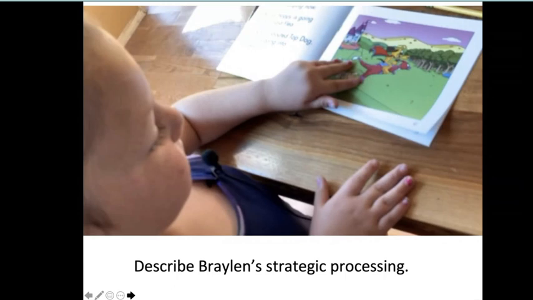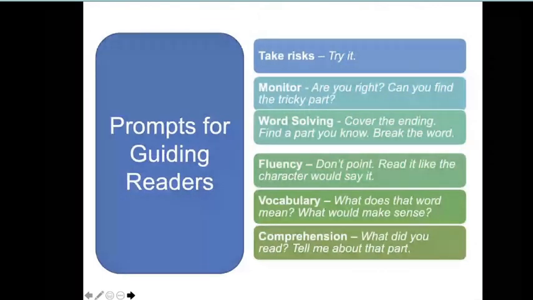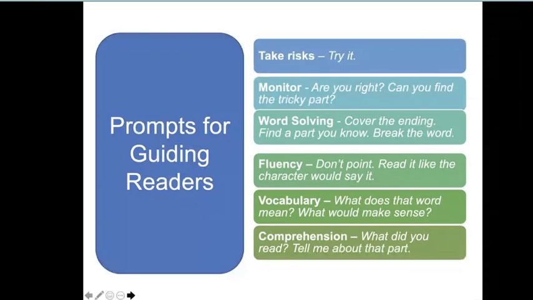It's not about getting the book 100% correct. In fact, if the book is too easy, there's very little processing that you'll be able to observe. So you do want that slightly challenging text. Now, as you're reading, these prompts are all over my books, but I just want to share with you that there is a hierarchy for prompting. If the student stops and does nothing, you should say, try it, because taking risks is the first step towards strategic processing, trying something. Now, let's say they try something and it's not right, and they're not monitoring.